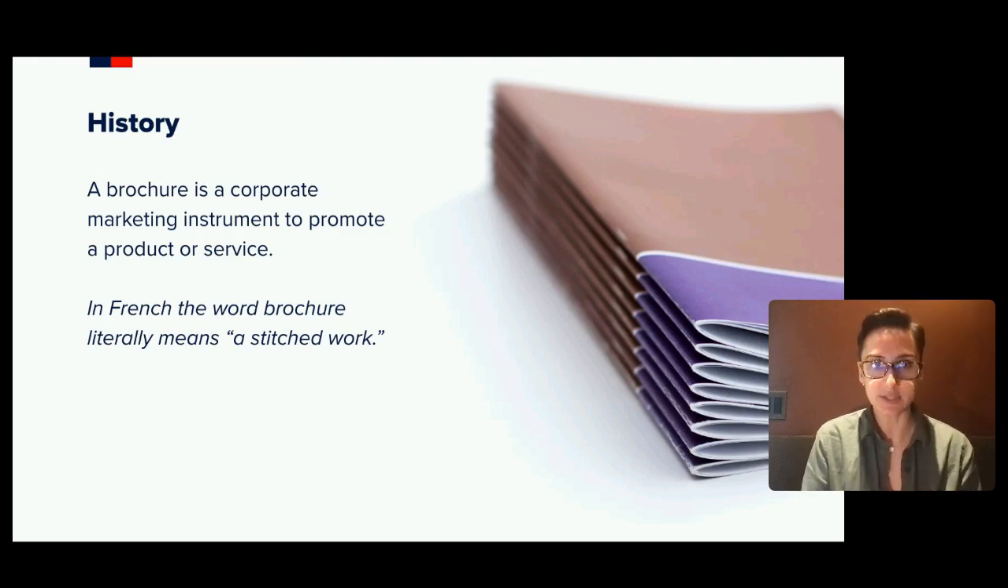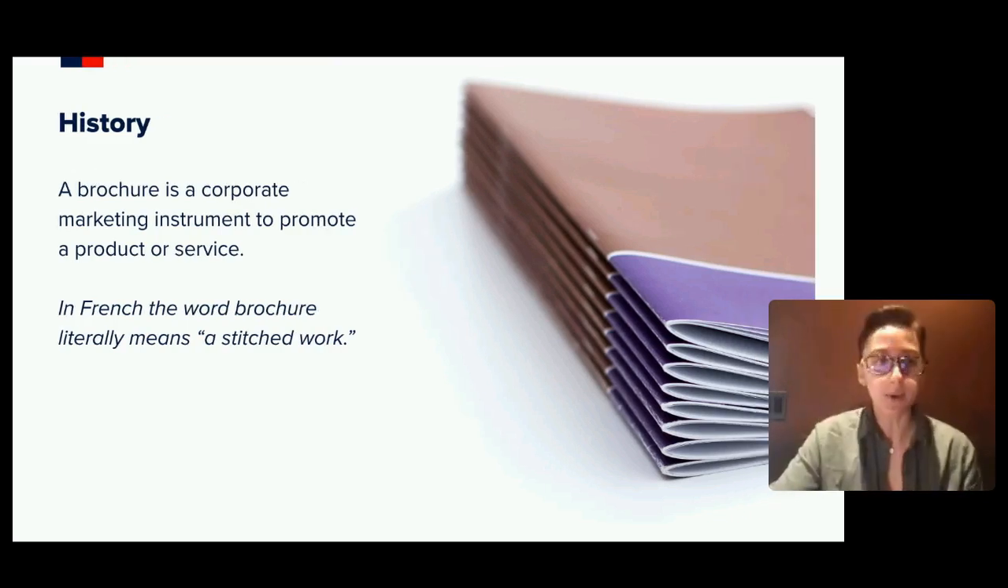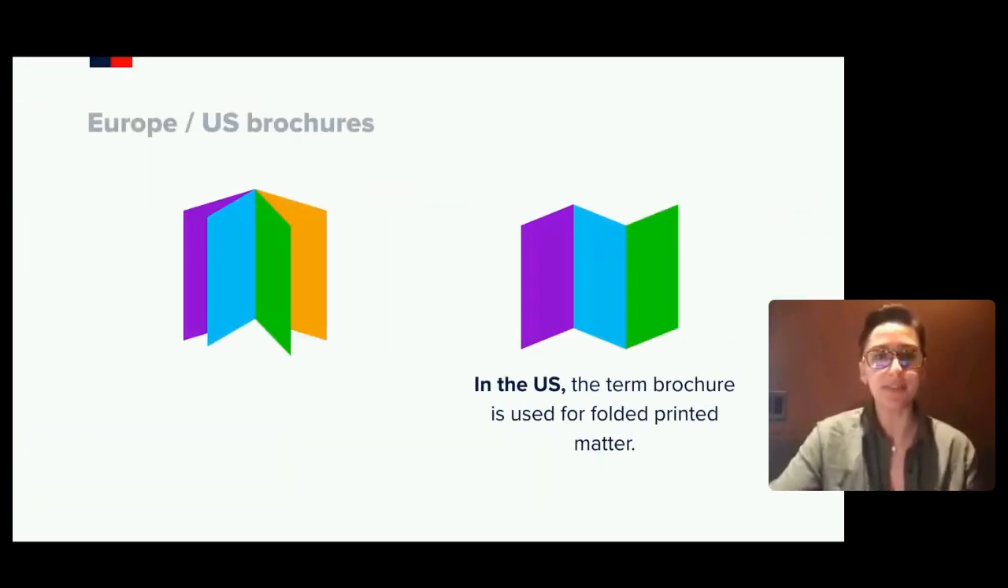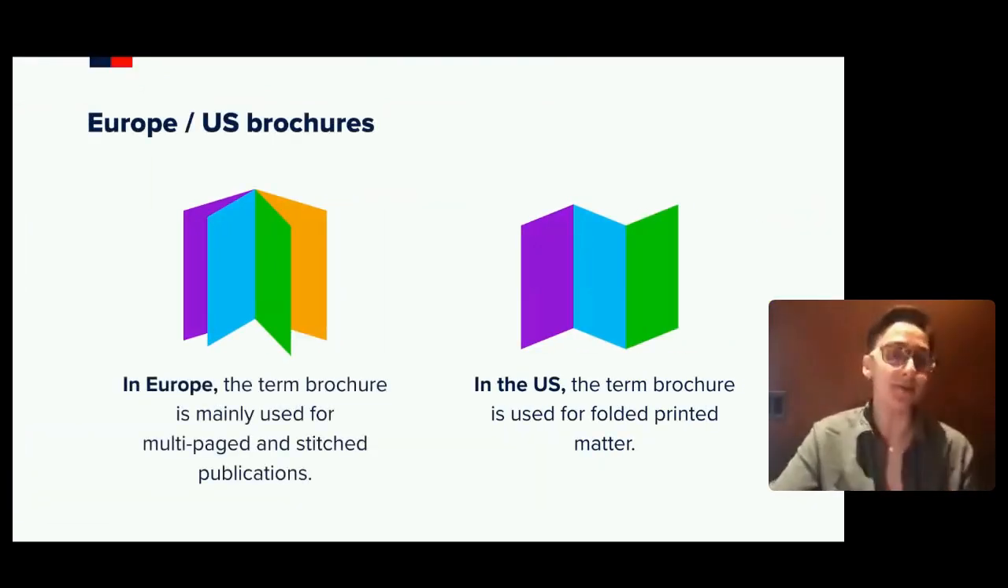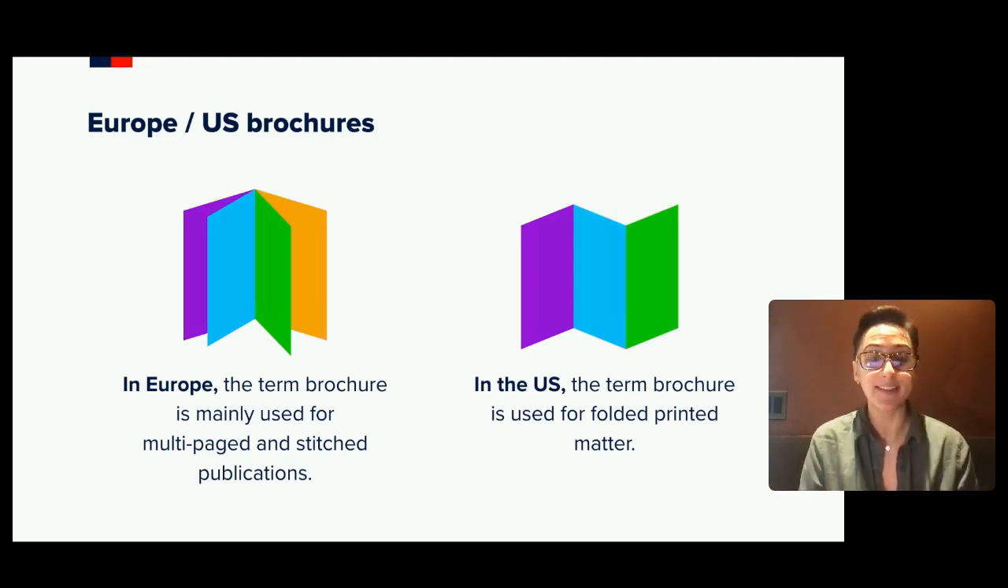And it's usually stitched together, and it derives from the French word brochure that literally translates to a stitched piece of work. So you may be familiar with some of the different ways we identify brochures. In Europe, we see the term used for a multi-page stitched publication. And in the US, it's very common to think of a trifold brochure, little pamphlets, maybe a travel pamphlet and things like that. So it's a very wide range of content type, which we'll talk more about.